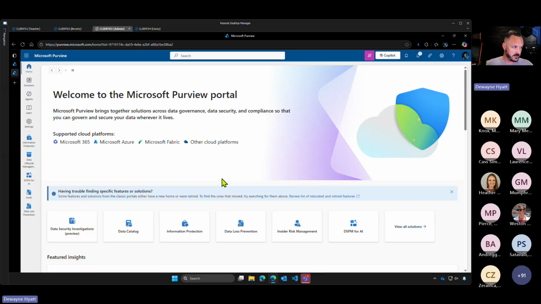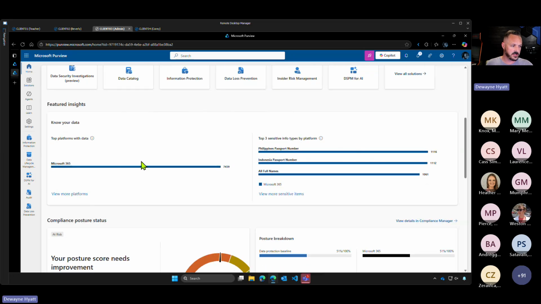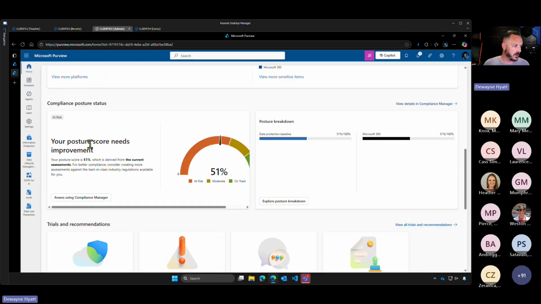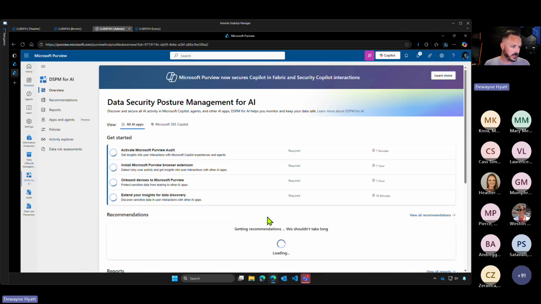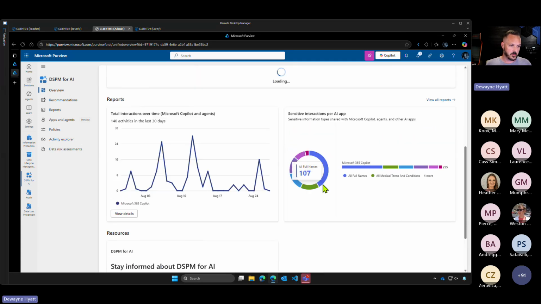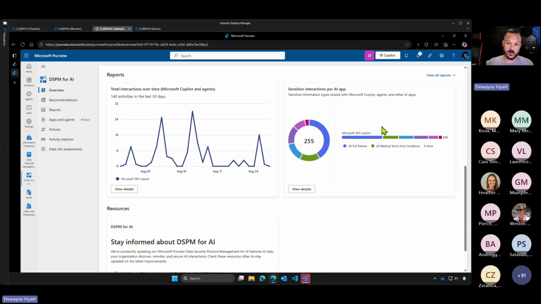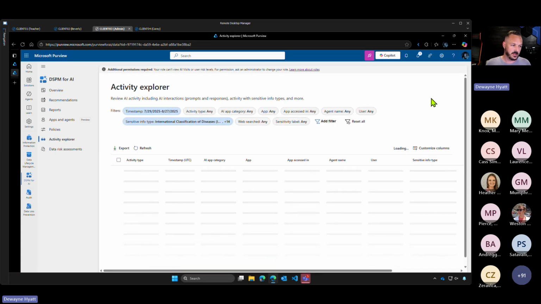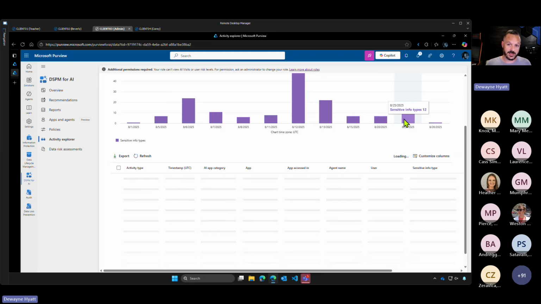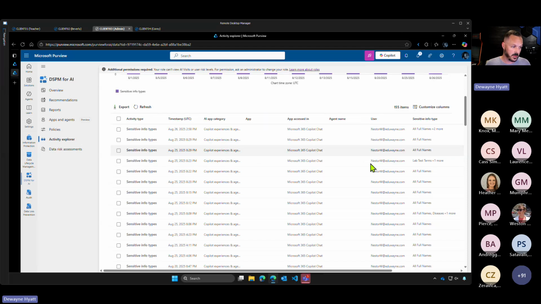Over here in DSPM, I'm going to see all kinds of reports that are happening. So we're going to go to DSPM for AI. Scroll down a little bit. I've got sensitive interactions per AI app, and I'm only monitoring Copilot. I've got a big green bubble here of medical terms and conditions. So I can click view details on that, and I'll be able to go back. I have activated compliance admin, so I can actually see the data of the prompt and the responses from Copilot.